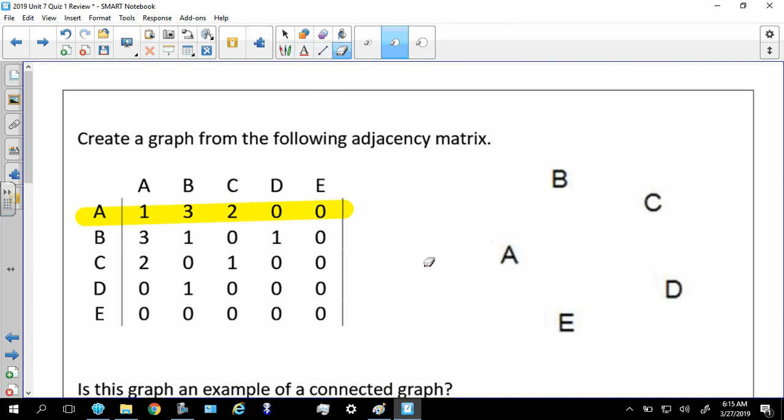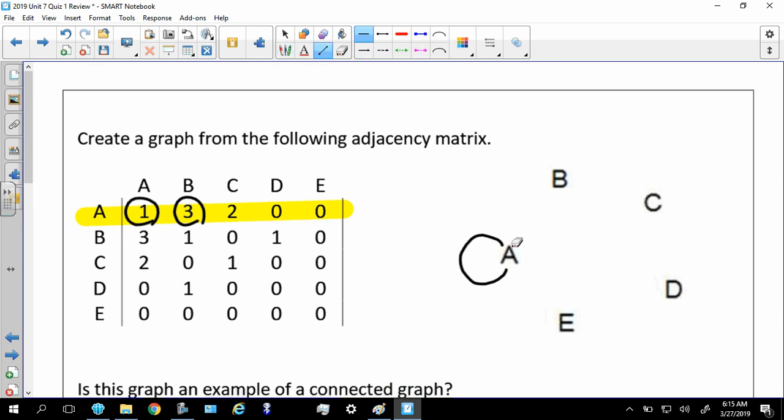So for example, the first thing that we're looking at is A to A. Now, an A to A is a loop situation, which is this right here, where it's leaving A and coming back into A. Next, it's going to be A, B, which is 3. And so I'm going to draw 3 straight edges going to B. And then you have A to C, which is 2. So right here, right there, and that's it.